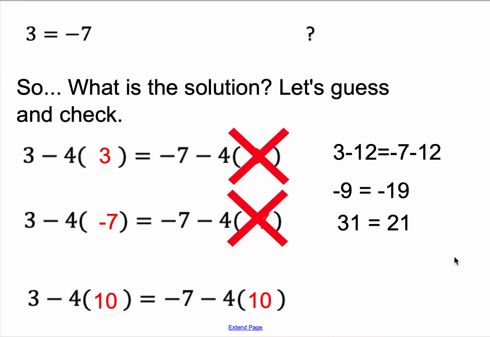Will anything at all work here? Let's try 10. 3 minus 4 times 10, that's 3 minus 40, which is negative 37. Negative 7 minus 40 is negative 47. That's not true either.